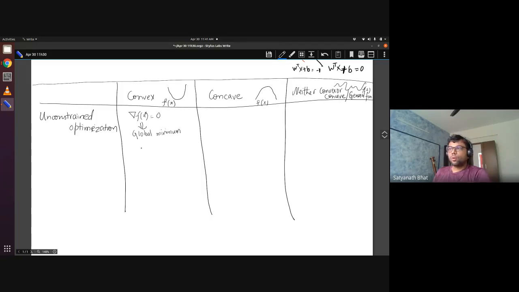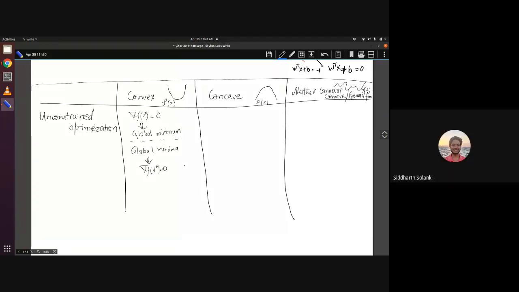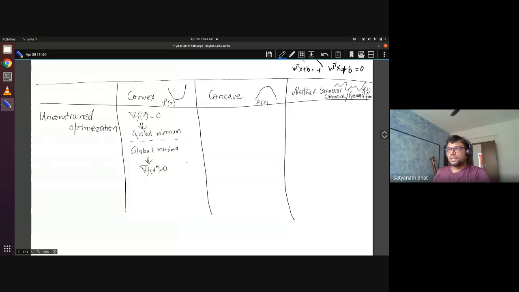Now this is one way. If there is a global minima, can we say that the gradient f of x star equals 0? Does that imply gradient f of x star equal to 0? Yes, no? Sir, if it is strictly convex, then yes. So basically, suppose I take this portion of the curve.